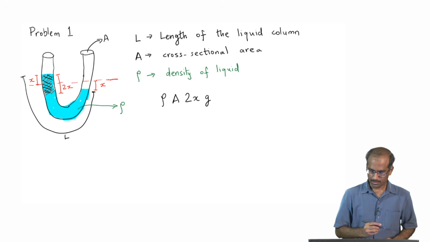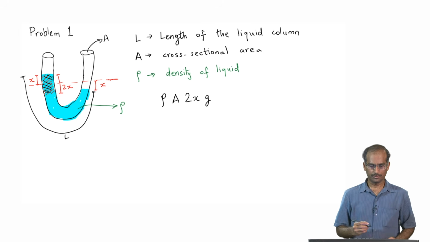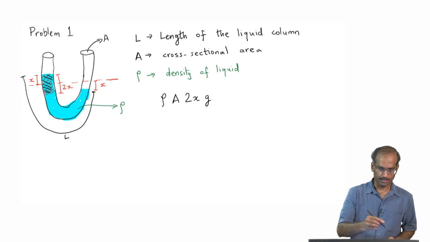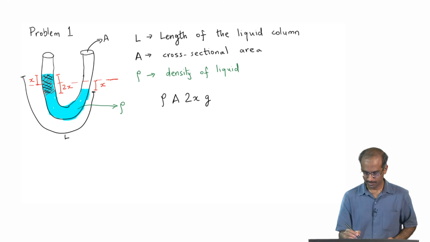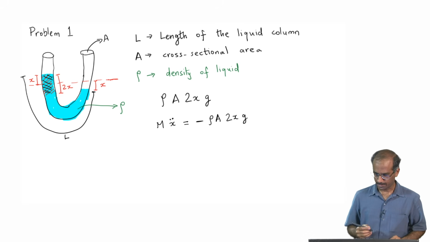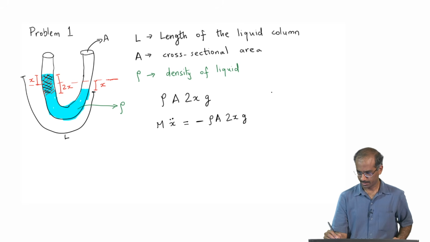Now, this will have to be equated to mass of the oscillating part of the liquid. So, I would write m x double dot is equal to minus rho A 2x into g. So, what is the mass of the entire liquid that we have here? Let me write it out here.